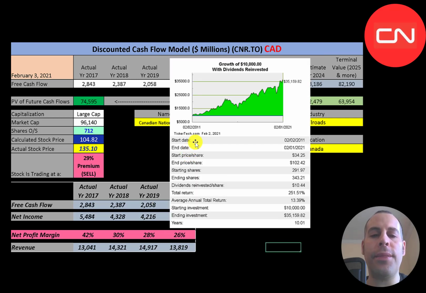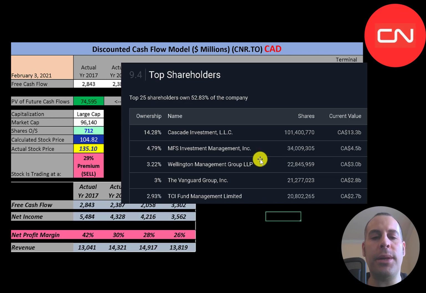If you invested $10,000 into this company 10 years ago, you would have been better off holding as long as you could, because the stock has already tripled up to $35,000. That's a really good return on investment. Cascade Investment owns 14%, then MFS owns 5%, then Wellington, Vanguard, and TCI.